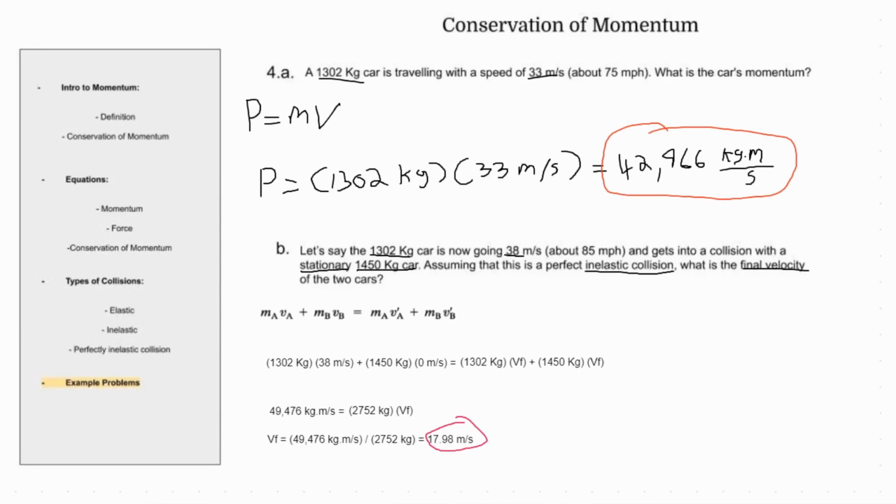Just to give a quick recap, momentum is defined as the strength or force of something when it's moving. To find the momentum, it's the mass of an object multiplied by the velocity of that object. Force is related to momentum. We have 3 different types of collisions: elastic, inelastic, and perfectly inelastic collisions.